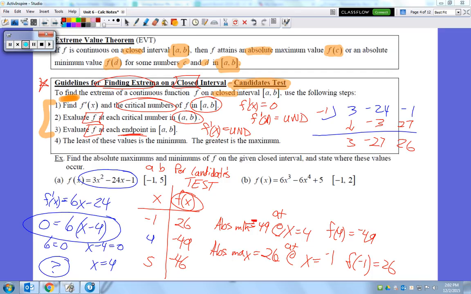Alright? We good? So, per candidate's test, my answers will be this, because all I did was evaluate the endpoints as important numbers, and the ones in between where the derivative is equal to 0 or undefined. Alright, so let's do another one.